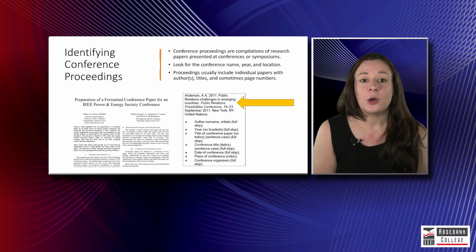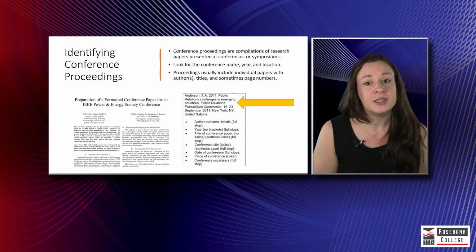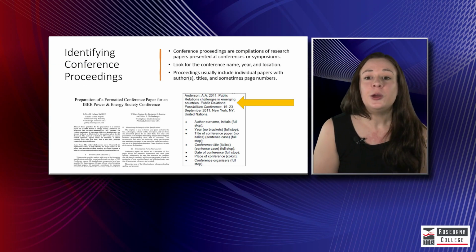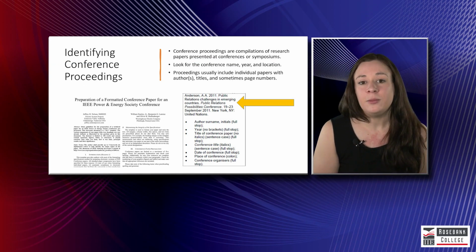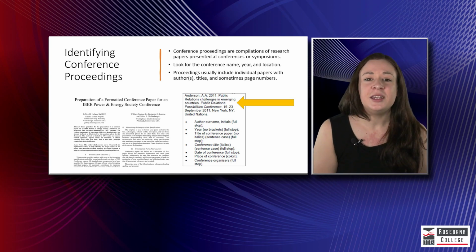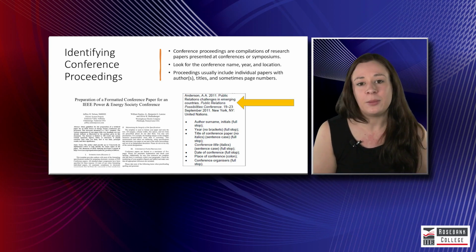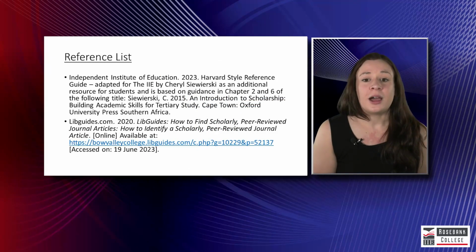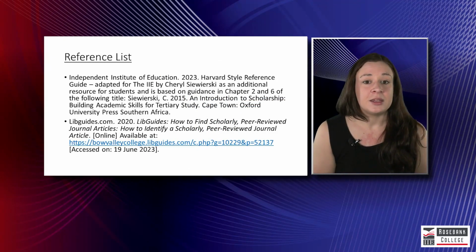Conference proceedings are compilations of research papers presented at conferences or symposiums. Look for the conference name, year, and location. Proceedings usually include individual papers with authors, titles, and sometimes page numbers. These are general guidelines, and variations may exist.